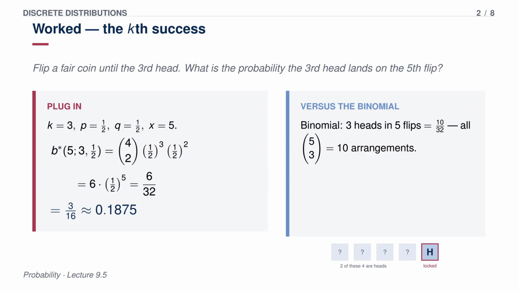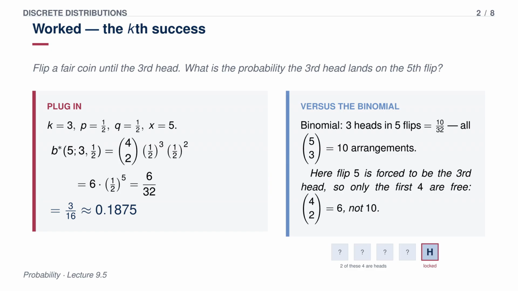Now, here's a comparison I love. Last lecture, the binomial chance of 3 heads in 5 flips was 10 over 32. Almost the same, but not quite. And the picture shows why. For the negative binomial, the 5th flip is forced to be the third head. It's locked. So we only get to arrange the other 2 heads among the first 4 flips. That's 4 choose 2, which is 6, not the full 10. Locking that last spot is the whole difference.